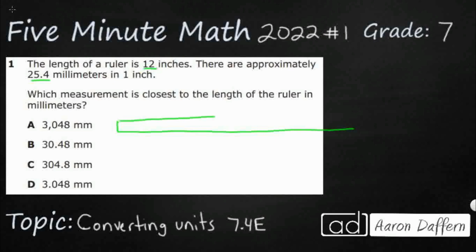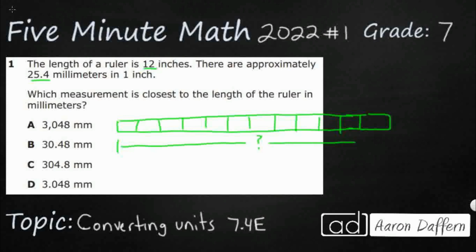I'm not going to close it till I get all 12. I'm going to try to get you 12 different chunks. So 1, 2, 3, 4, 5, 6, 7, 8, 9, 10, 11, 12. There we go. So there's our ruler. And what we're really looking for is our total. And we're converting units because inside each of these is a 25.4. Right, so 25.4 all the way across.